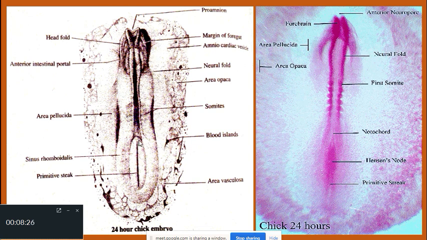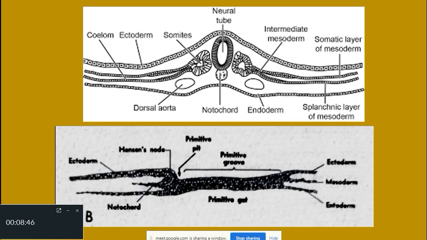So we saw the shortening of primitive streak, we saw the distinct area opaca and the area pellucida, we saw the 4 pairs of somites. Now we will go to the next process, that is beginning of neurulation. What is meant by neurulation? Neurulation is the formation of neural tube. When you take a section, you can see this is the neural tube. It is from this neural tube that the nervous system will develop.